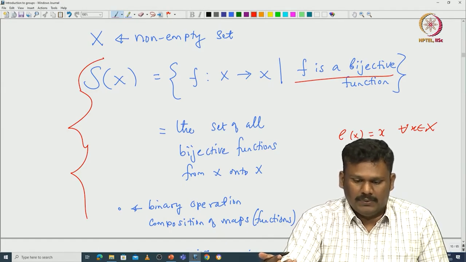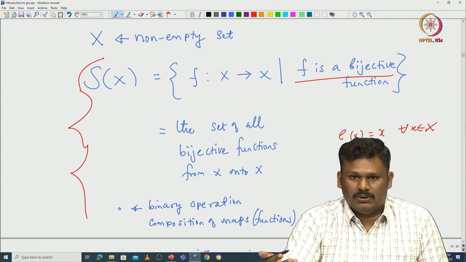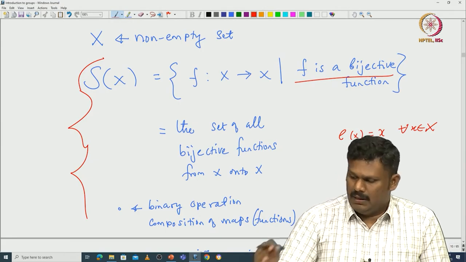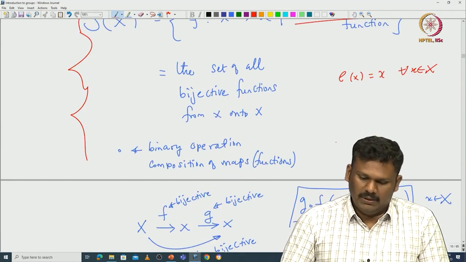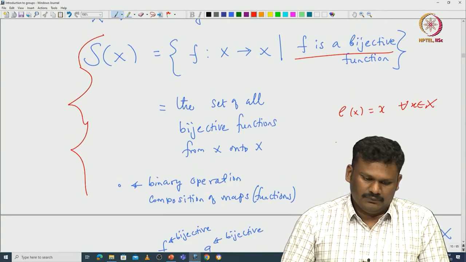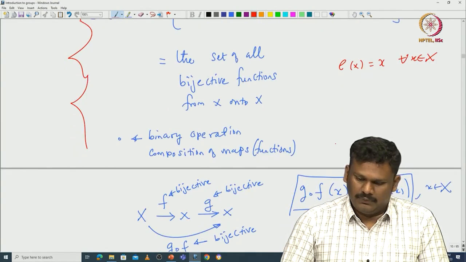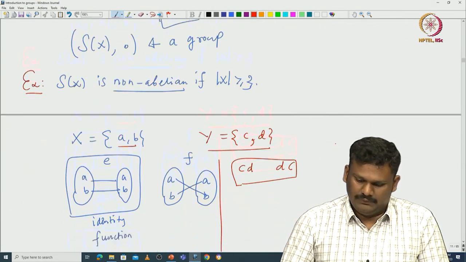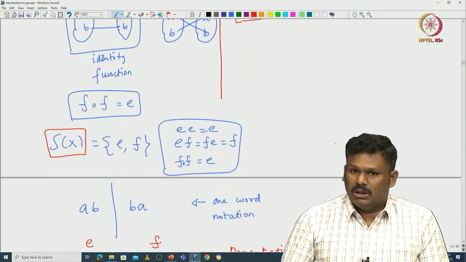So in particular, S of X with respect to composition of maps or functions will form a group. Like I said, S of X is non-abelian whenever X has at least three elements.